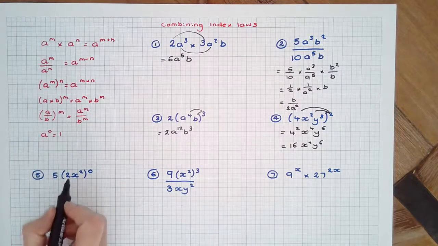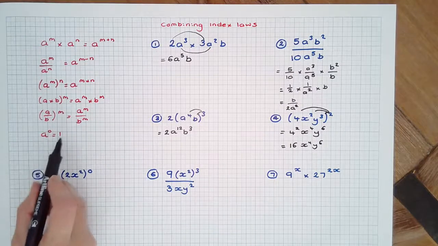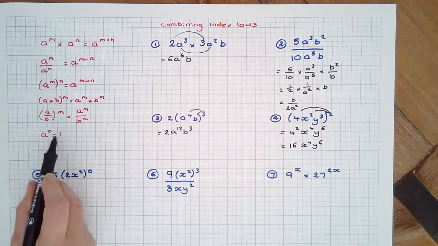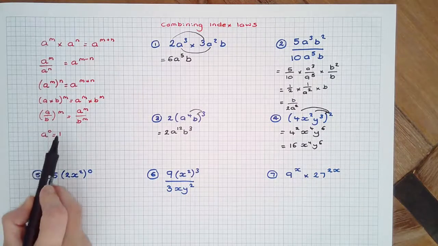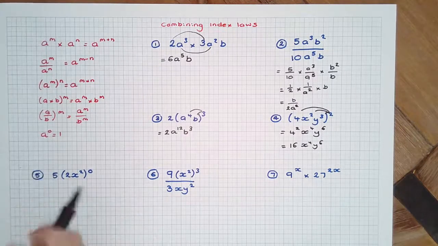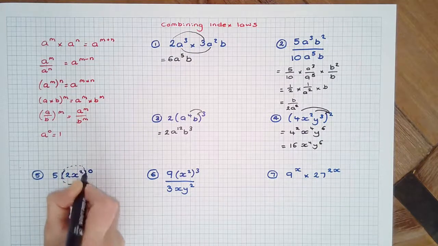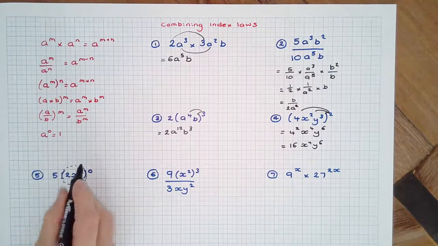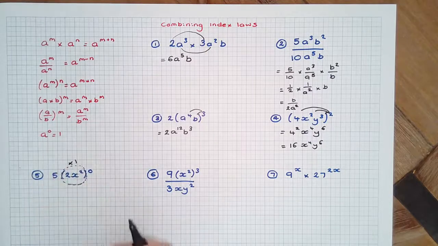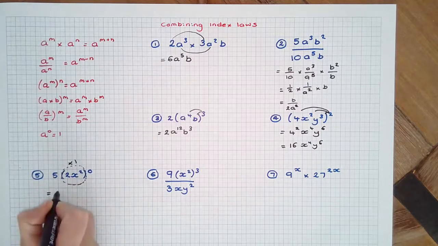Question 5. Remembering our index law for zero index, in that any number to the power of 0 is 1, but you need to be careful what is to the power of 0. In this case, the bracket is to the power of 0. It doesn't matter what's in the bracket, this means times 1. That is 5 times 1, which is 5.